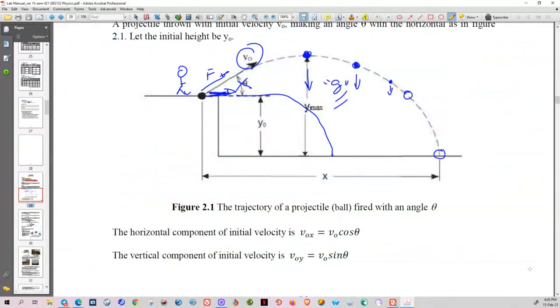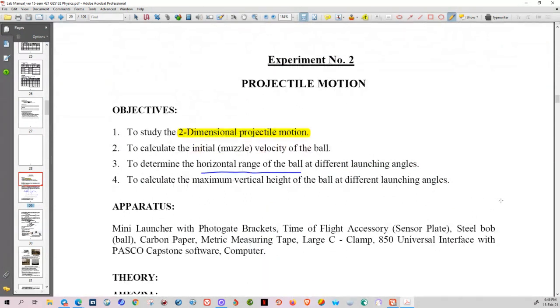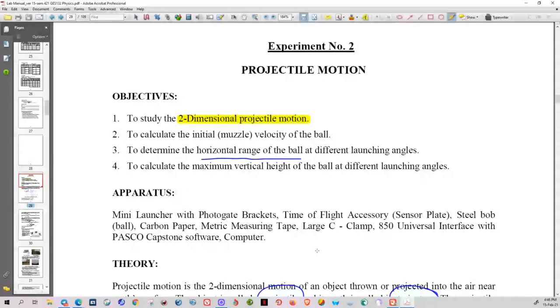Because the x and the y component of the vector do not affect each other, we can take advantage of this to calculate our objectives. What are our objectives? Number three: horizontal range of the ball. When we say horizontal range of the ball, how far the ball will travel? That's x. And what's the other one we will calculate? The maximum vertical height of the ball.